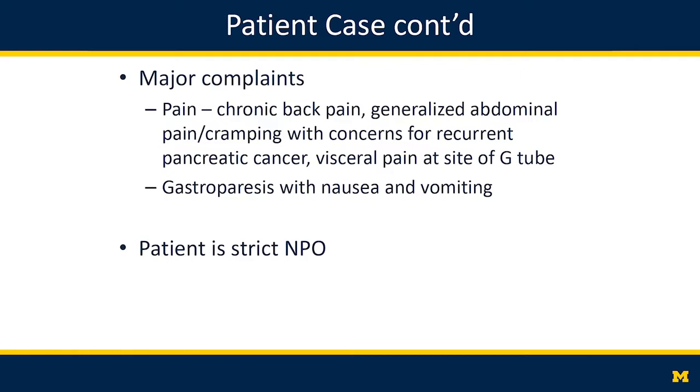His major complaint is pain. After talking to him more, he has multiple pain generators from the chronic back pain. He's got generalized abdominal pain and cramping, and the initial thought is maybe he has a recurrence of his pancreatic cancer. And then he has visceral pain at the site of his G-tube. And he has significant gastroparesis with nausea and vomiting.